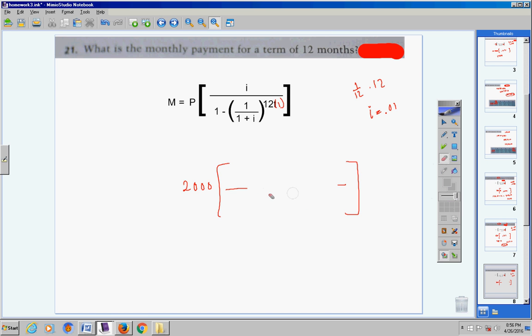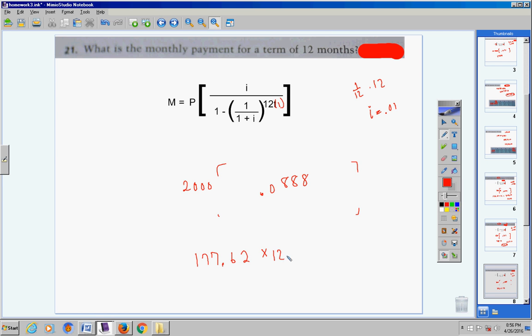So 0.01 divided by 0.1126 will give us this right here: 0.08880. So take that times 2,000, and we're going to get monthly payments of $177.62. That's your monthly payments for 12 months.